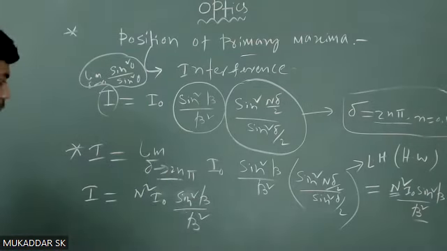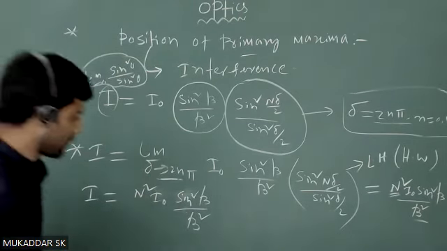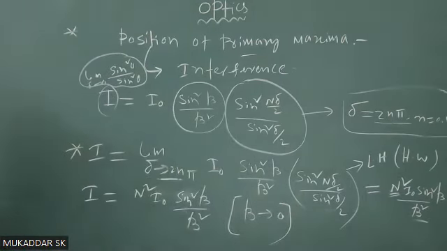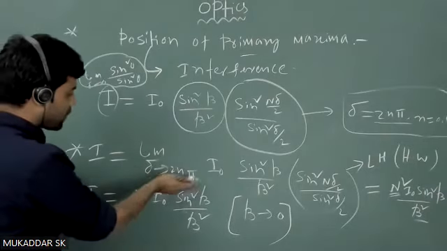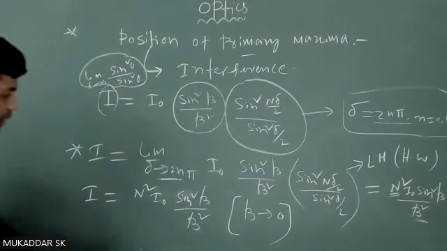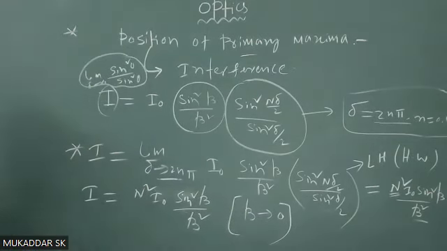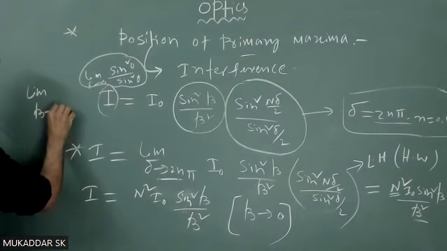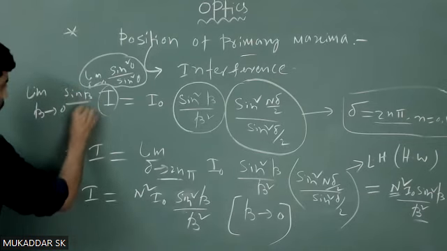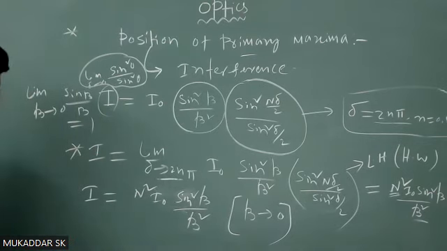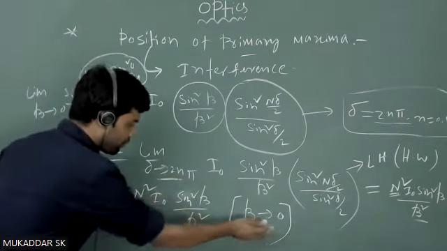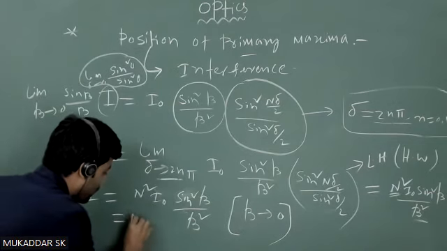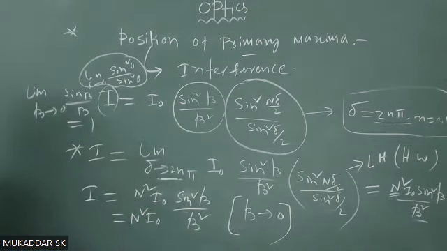Okay. Now, for this case, if beta tends to 0, then what will happen? When delta tends to twice n pi as well as beta tends to 0, then this term will be how much? ये कितना हो जाएगा? This term will be 1, right? Because we know limit beta tends to 0 sin beta by beta कितना होते हैं भाई? बोलो कितना होते हैं? 1 होते हैं, right? So when delta tends to twice n pi as well as beta tends to 0, this term will be 1, right? So basically you will get intensity, that will be n square I naught.